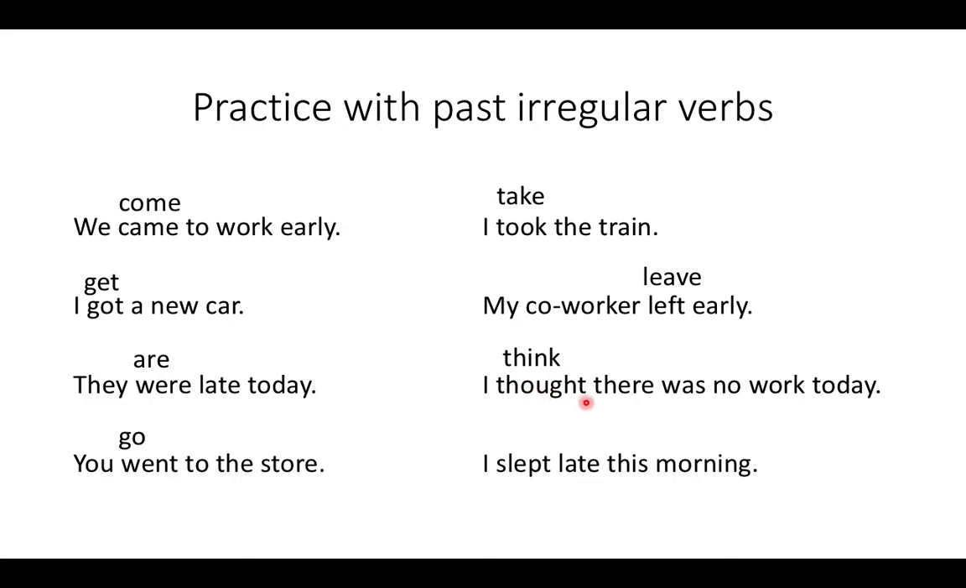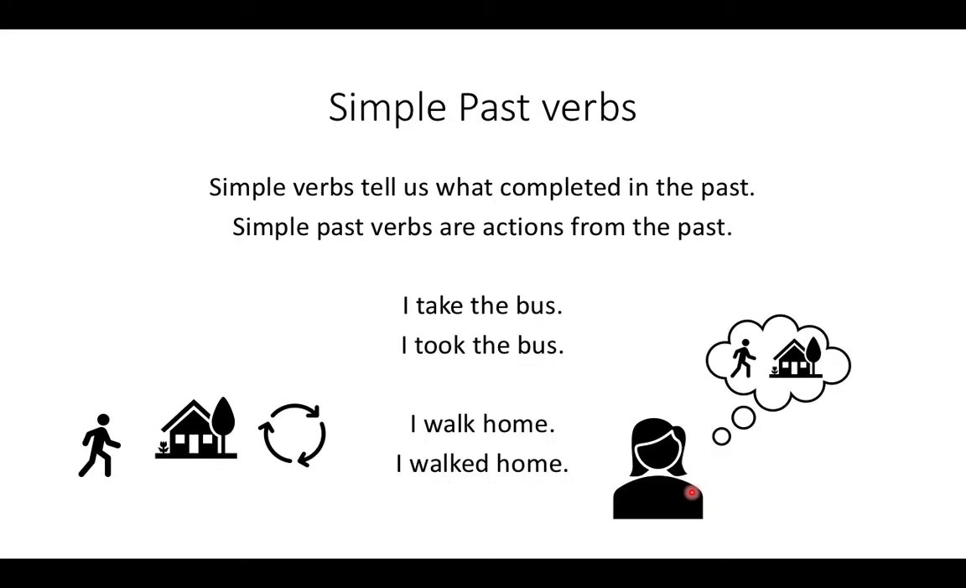I thought there was no work today. Think is the present, thought is the past. I sleep, this is the present, so we want to make it past, so it turns into slept. I slept late this morning. So simple past verbs tell us what was completed in the past. Simple past verbs are actions from the past. So that's how we use the past.